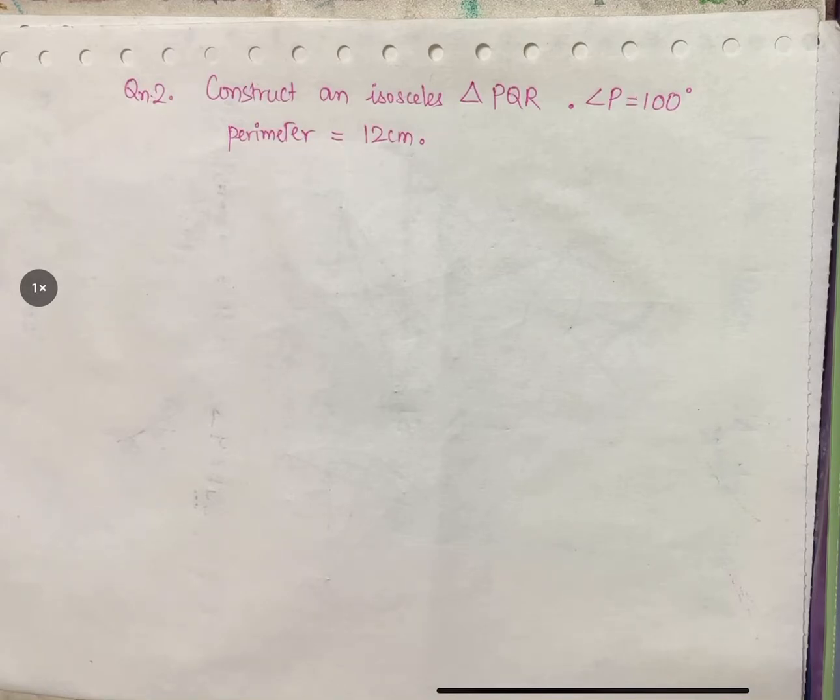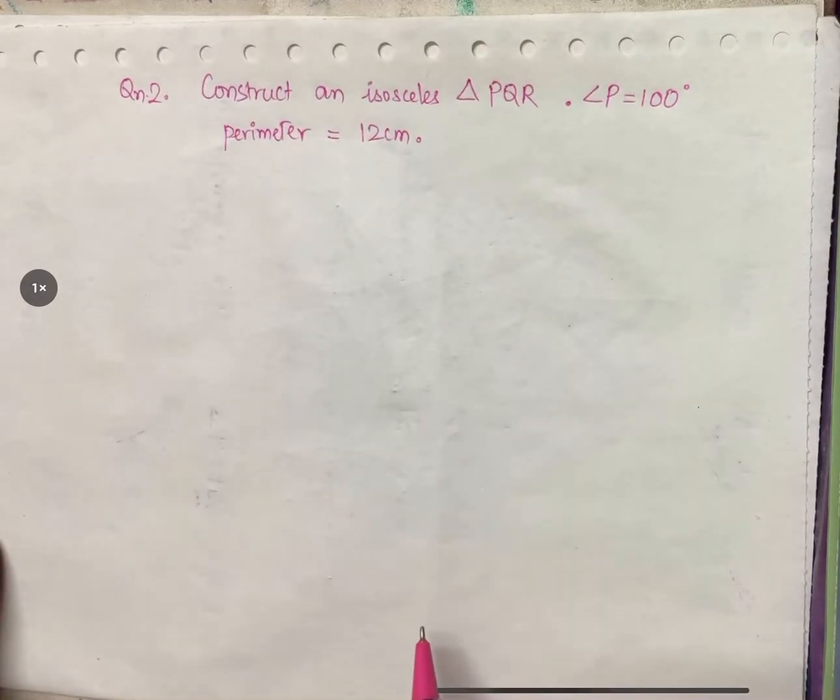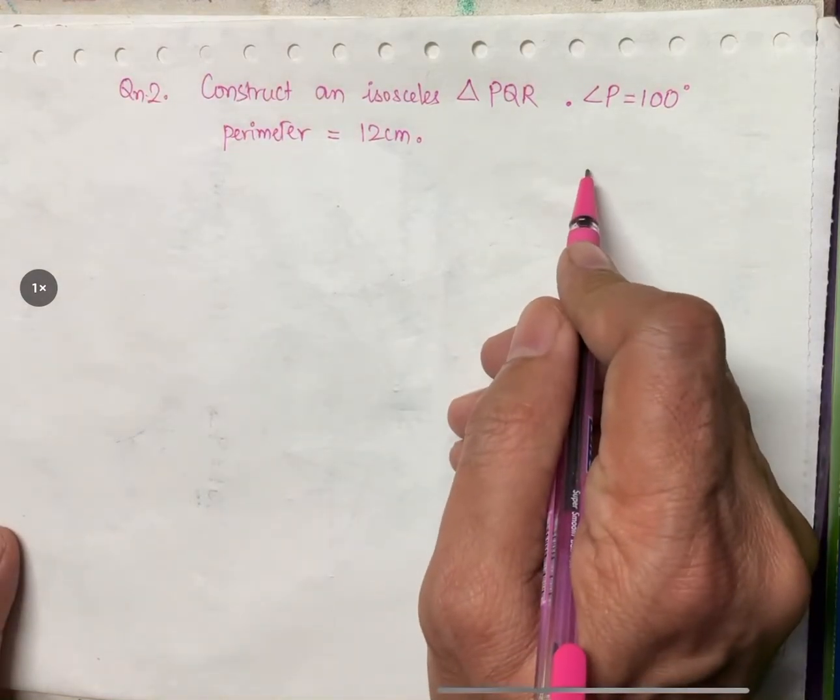What are the possibilities? We know that in an isosceles triangle, there are two angles which are equal. If one of the angles is 100, do you think there could be another angle also equal to 100? No, that's not possible because the sum of these two angles will become 200. The only other possibility is that if one angle is 100, the other two could be 40-40. So that 100 plus 40 plus 40 becomes 180.